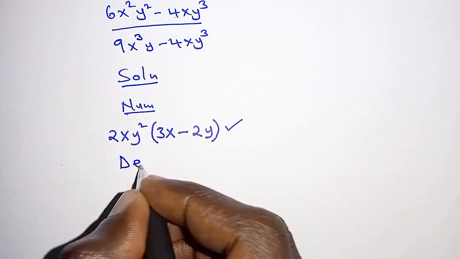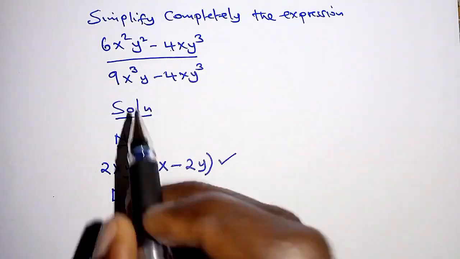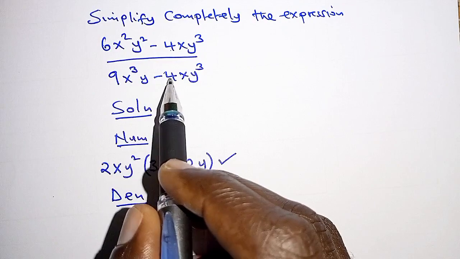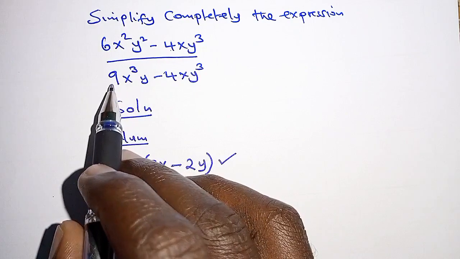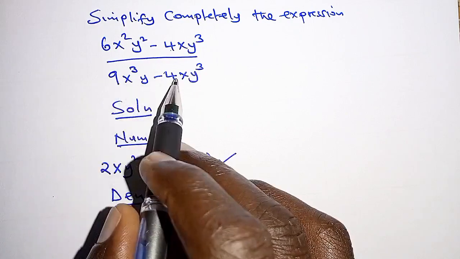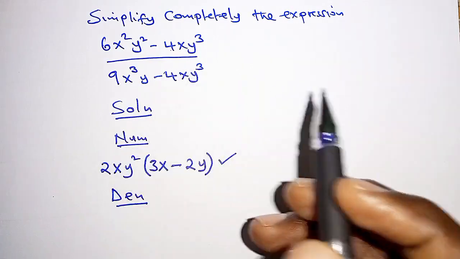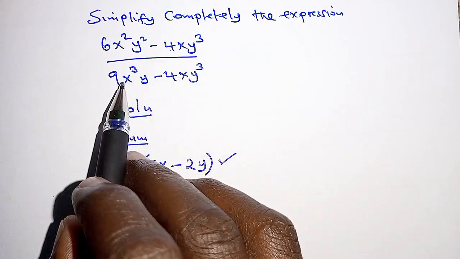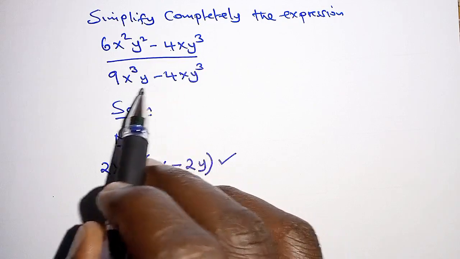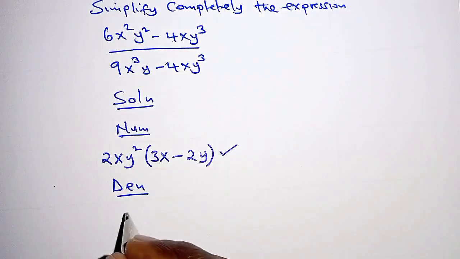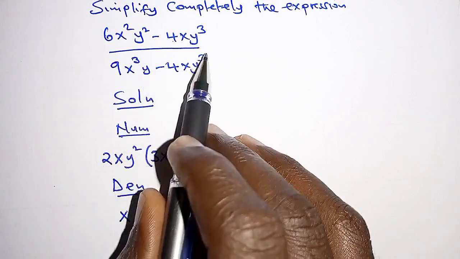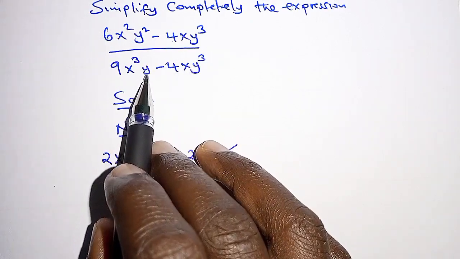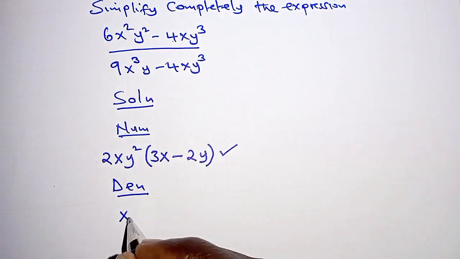So for the denominator, we have 9x cubed y minus 4xy cubed. So again, we are going to identify common factors. For the numerical values, we have 9 and 4. There's no common factor here, so they'll remain the way they are. And then for x cubed and x, we have x as a common factor. So we factor out x. And then for y, we have y and y cubed. So y is the common factor with the lowest power. So we factor out y here.